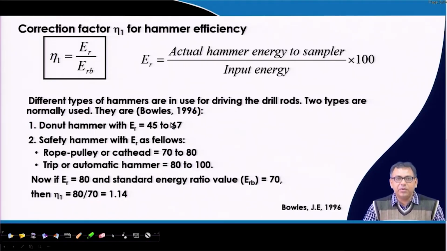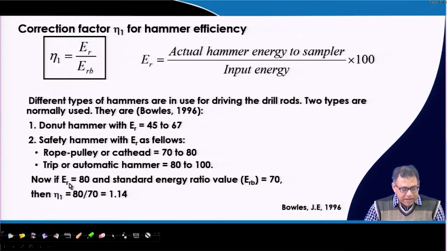Depending upon which type of hammer you are using, ER is available. For different types of hammer, this ER value is given. This is 45 to 67%, and then 70 to 80, 80 to 100. Okay? So, that means for your different hammer, you will get your ER value, based on which hammer you are using.